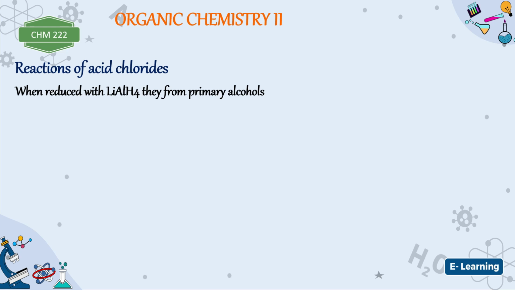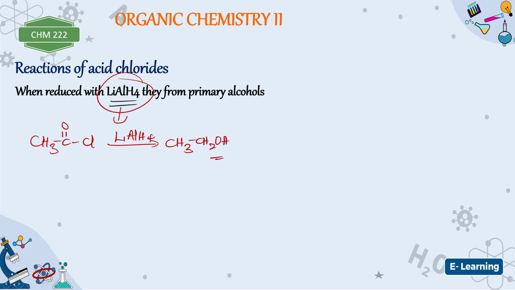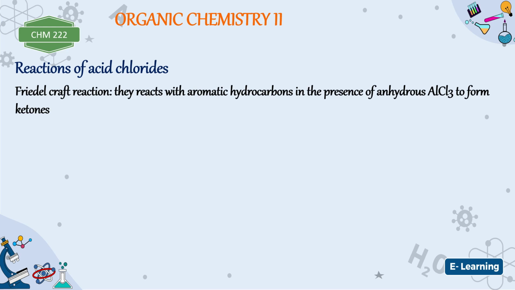Now, we also said when they are reduced with lithium aluminum hydride, they form primary alcohol, like the acid anhydride, like the acetic acid, they form primary alcohol. So all carboxylic acids and their derivatives, when you pass them through this reducing agent, you are going to give us primary alcohol. Alright, that is that.